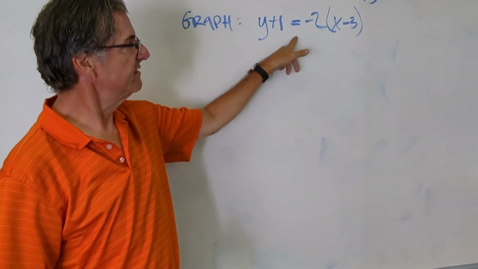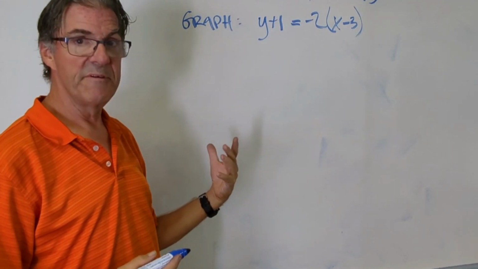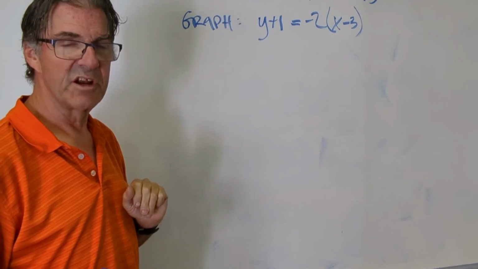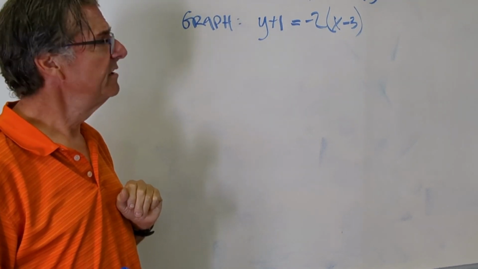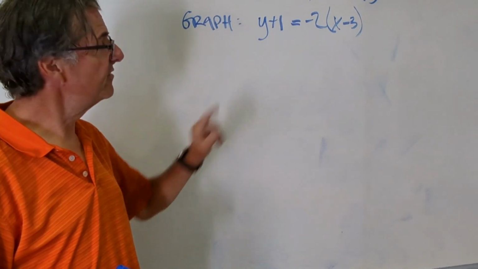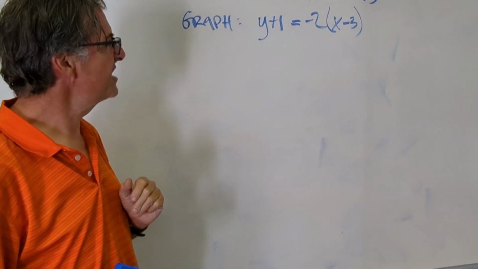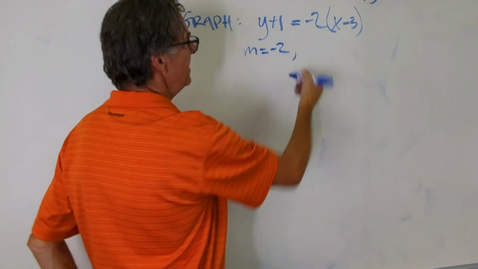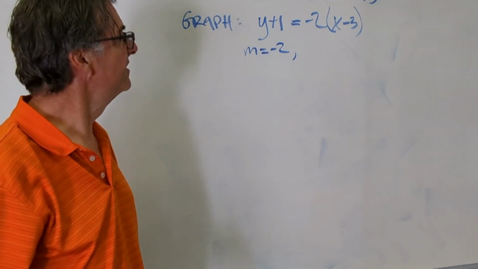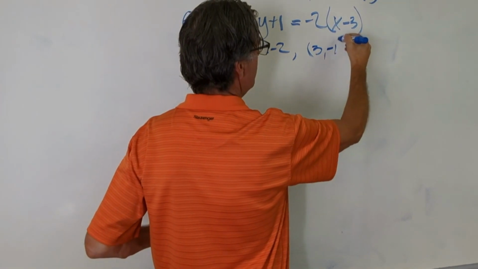Graph this line. That's a line in point-slope form. So let's tease out what we've got in there. Actually, before I start working it, you can do this. Pause the video and draw a graph of that line. Okay, let's tease it out. My slope is -2, and it passes through the point (3, -1).